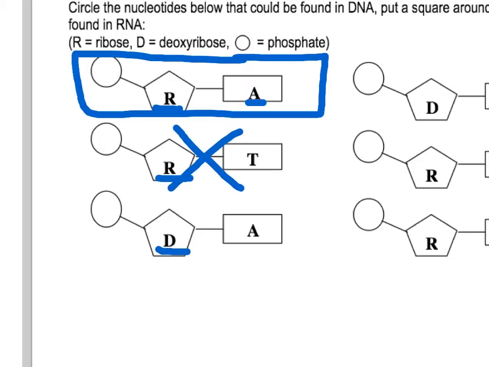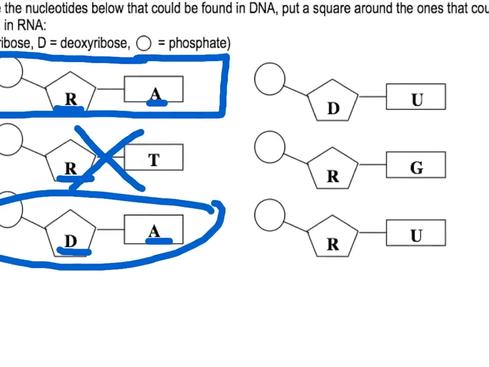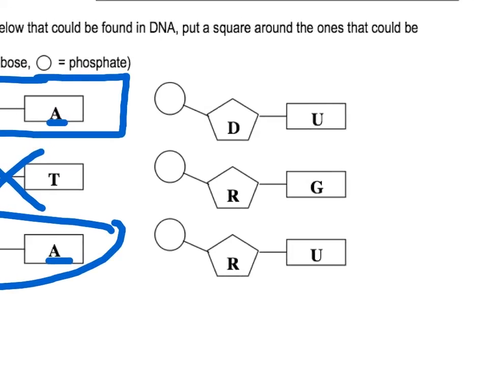Our next one has a D for deoxyribose, so that tells us it's in DNA, and it's paired with A, which is a good base. It's found in DNA. So we're going to put a circle around this one, because our job is to put a circle around the ones that belong in DNA. And then if we move on over, we've got a D for deoxyribose, so this is DNA, paired with a U, which is uracil. Uracil is found in RNA, so this is not a good nucleotide.